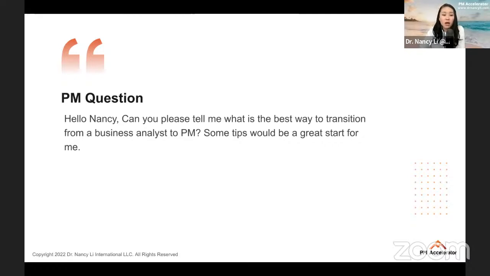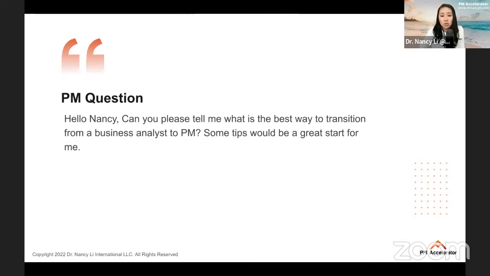Number two, as a business analyst, you need to think about what your past experience is that's relevant to product management. For example, you have collected customer requirements and documented them, and you communicate with the engineering team or other cross-functional teams. That's a very good skill that's very relevant to product management.